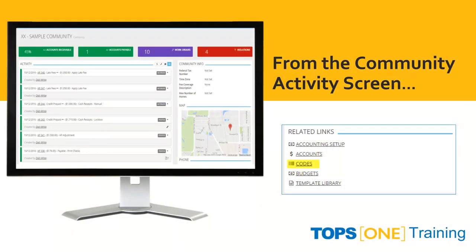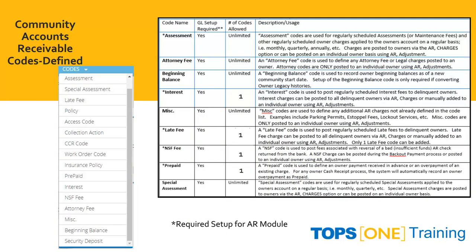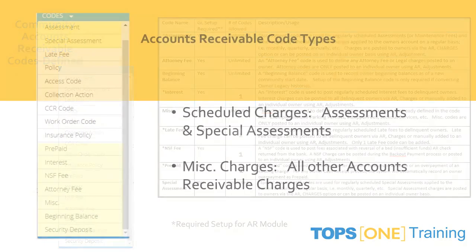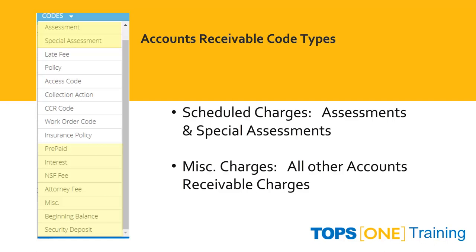From the selection of a community, from the Community Activities screen, scrolling downward along the right-hand corner, you'll find related links. Select codes from this area. The community's accounts receivable codes, from assessment to late fee to NSF fee. Some are required for the AR module to function, some are not. All are required to have a GL setup. Some are unlimited in the number of codes allowable. Some are limited to 1. Now let's see a demonstration of navigation to the accounts receivable codes.